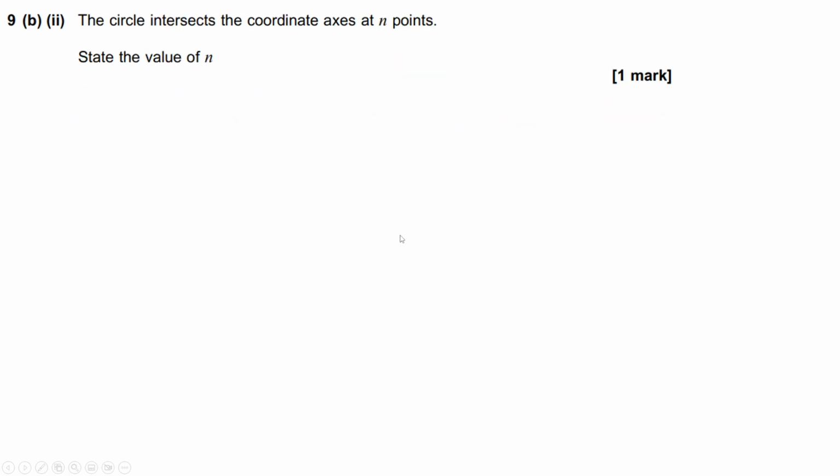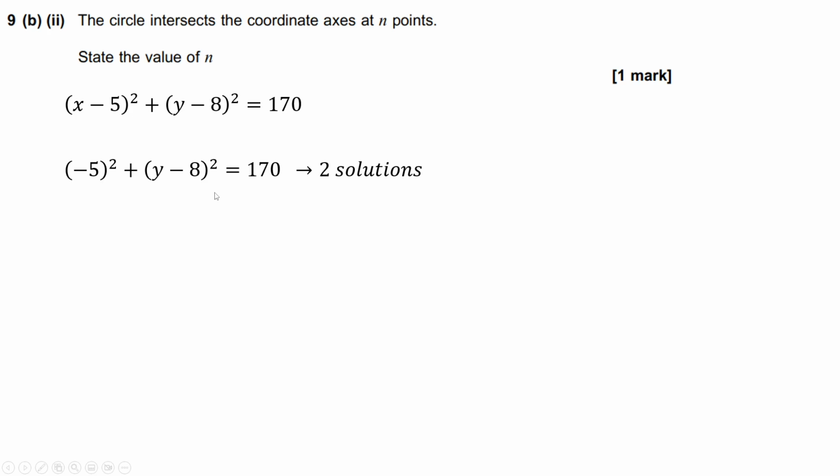Now the circle intersects the coordinate axes at n points. State the value of n. Well, what you can do is just plug in x equals 0, right, to find where it intersects the y-axis. So just do that and see if that solves. It does solve. You can go ahead and check if you want, but this definitely solves. Okay, and then just plug in y equals 0 to find where it intersects the x-axis. Don't know why I was thinking for so long on that, but anyways, yeah. So you have 2 solutions there, 2 solutions there.